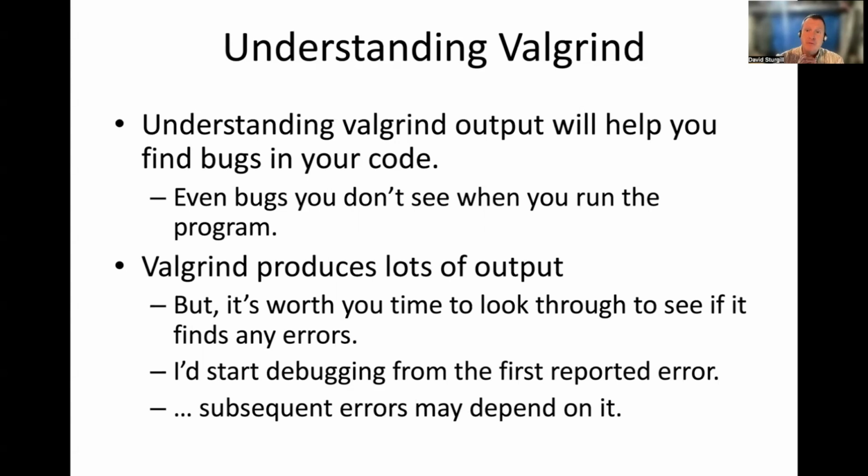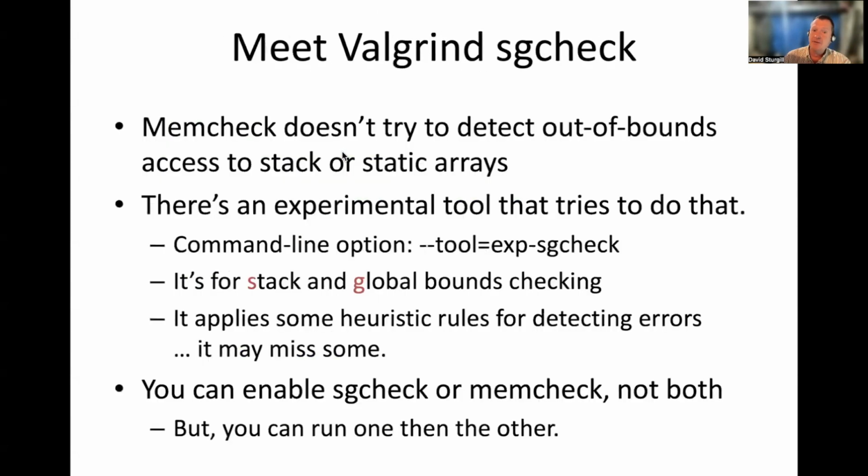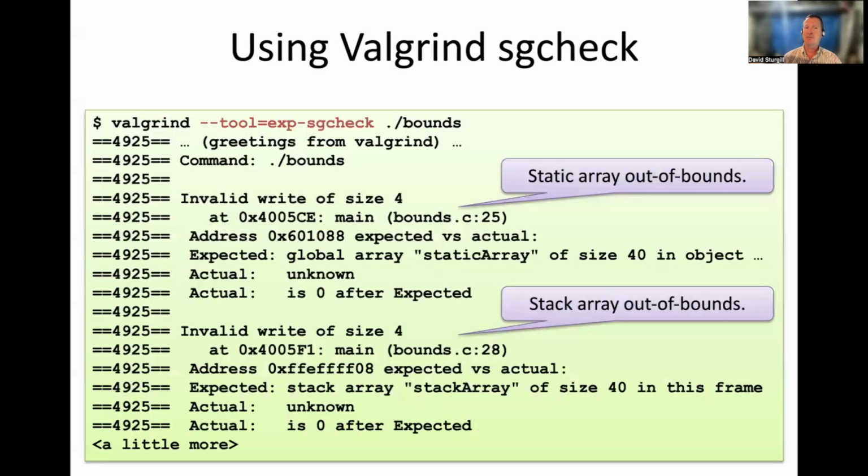We were talking about Valgrind at the end of the lecture, and I just talked about the experimental SG check option. We talked about how that may be able to find some errors with stack or global variables. You can run either this or the regular memcheck tool. You can't turn them both on at the same time. But if you're trying to catch both types of errors, it would make sense to run with one of the tools and then with the other one to see if either of those can catch problems.